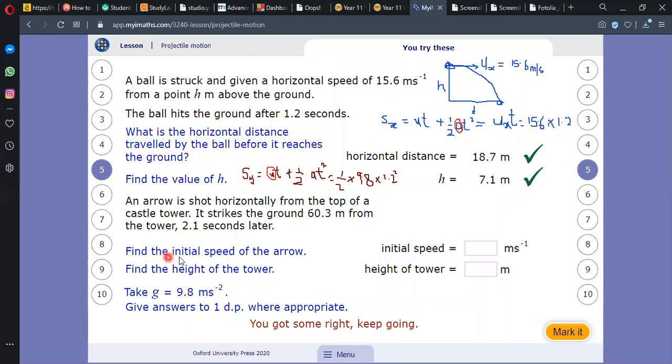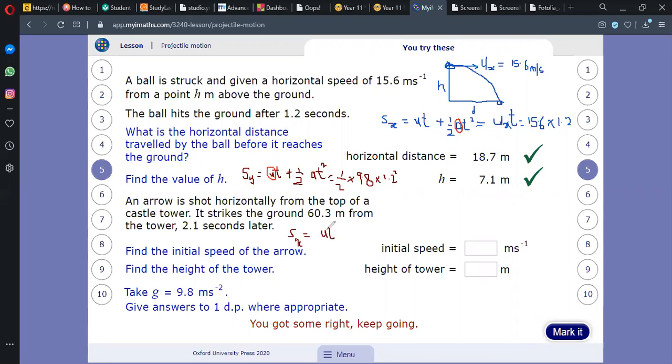Now they want us to find the initial speed of the arrow, and they want us to find the height of the tower. Okay, this is a case of change of subject, I believe. So if I'm to do that, it's a horizontal projectile. So this would be Sx equal to ut.